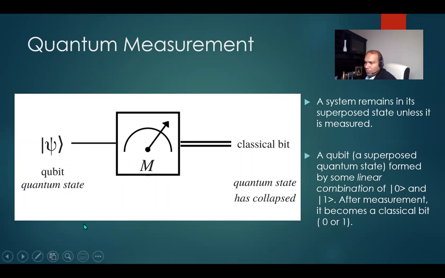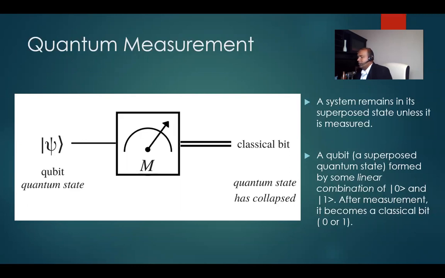So what's quantum measurement, right? When a classical bit has been excited to a level of such higher frequencies, then it will achieve a quantum state. But when the quantum state lowers down, the quantum state will collapse and become a classical bit. So this is again the textbook, internet definition: a system remains in its superposition state unless it is measured. Once you start measuring it, it loses its superposition state.